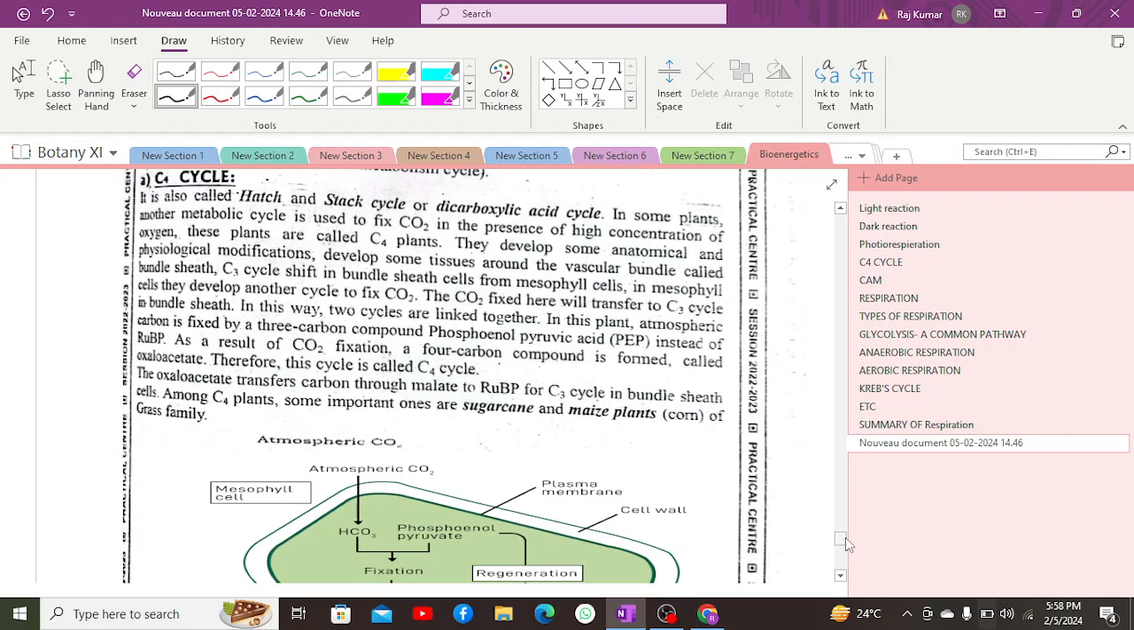They develop anatomical and physiological modifications, developing some tissues around the vascular bundle called the bundle sheath, which is known as Kranz anatomy. Kranz means wreath, which means arrangement in the form of a ring, such that they have a bundle sheath around which they have cells known as bundle sheath cells in a circular arrangement, and around the circular arrangement there are certain types of cells known as mesophyll cells.